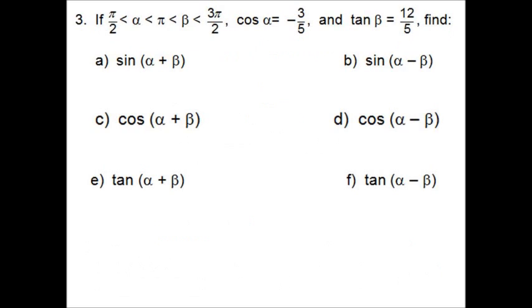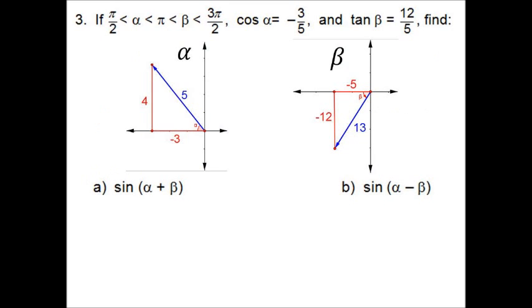So now we're going to look at example 3. Example 3 says, if pi divided by 2 is less than alpha, which is less than pi, which is less than beta, and that is less than 3 pi divided by 2, and the cosine of alpha is equal to negative 3/5, and the tangent of beta is equal to 12/5, find the sum and difference identities for sine, cosine, and tangent. So we're going to go ahead and start by looking at what the reference triangles would look like on a coordinate grid.